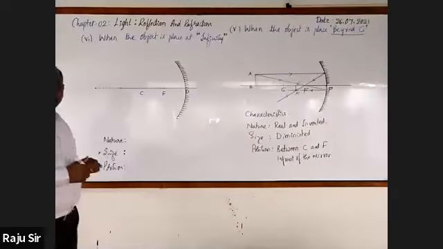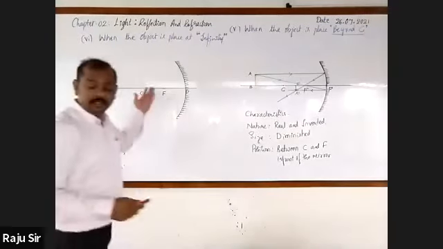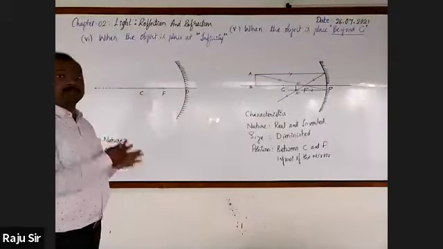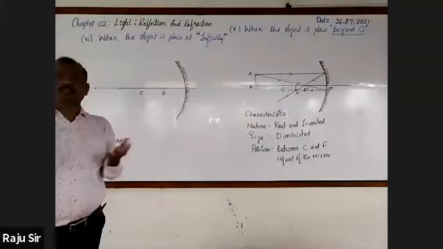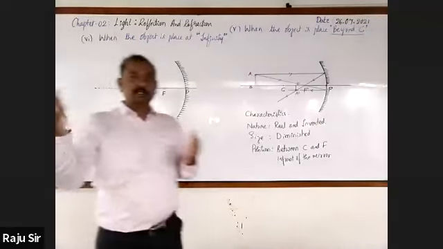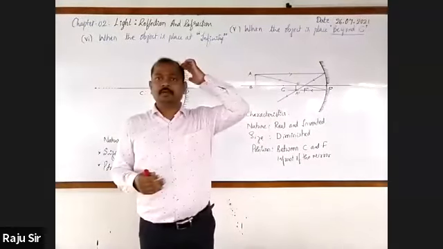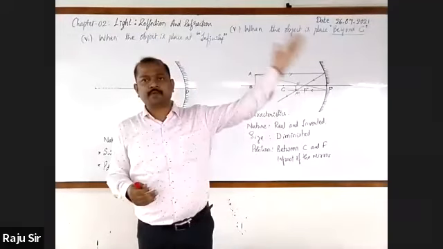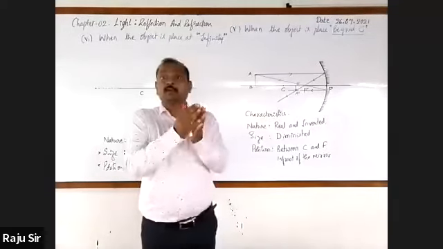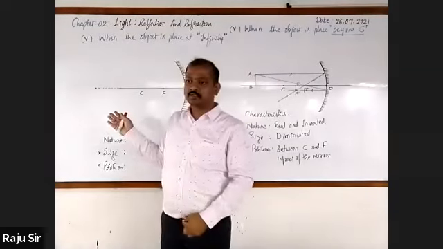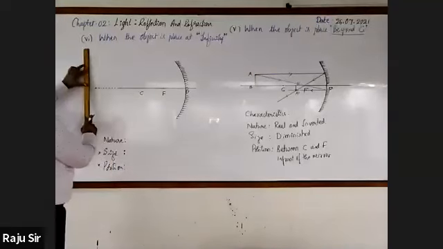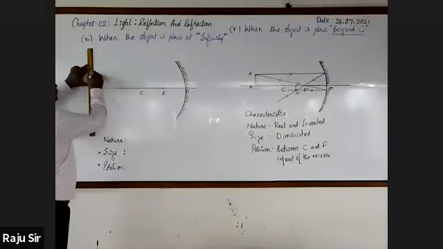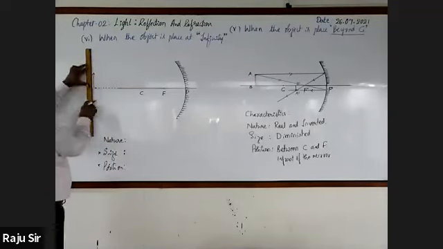Now, let us go for placing the object at infinite distance. You are not going to place it, but you can get the image of an object which is at infinite distance. Suppose you are standing in an open field, you find a tree which is far from you, that its image can be focused. So, I am going to take the object here, which is at infinite distance.